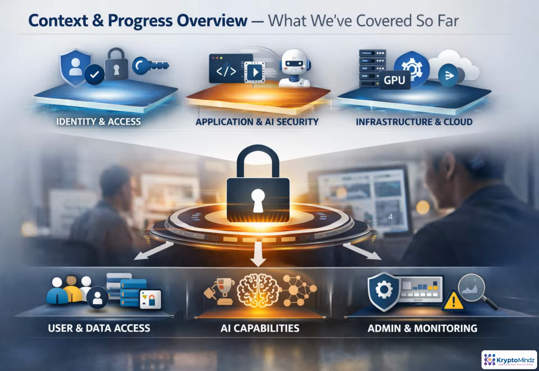By now, you've secured the major layers: identity, applications, AI workflows, infrastructure, cloud, and Kubernetes. Module 4 brings those controls together into an access architecture. Who can do what, with which data and AI capabilities under governance, monitoring, and audit.